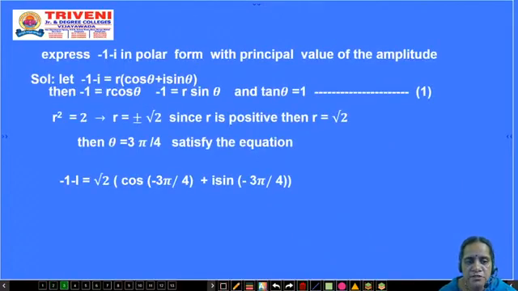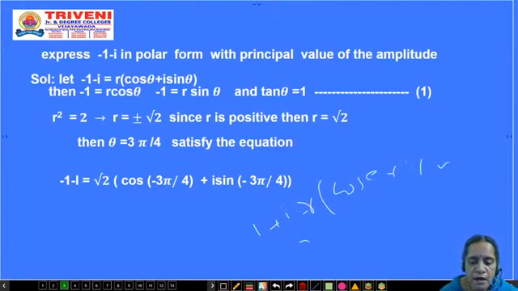Okay, and then the next one is: express the value of minus 1 minus i in polar form with principal value of amplitude. With principal value of amplitude means r into 1 plus i is equal to r into cos theta plus i sin theta. Here r is equal to square root of real part whole square plus imaginary part whole square. This is the principal value of the amplitude form. Minus 1 minus i is equal to r into cos theta plus i sin theta.